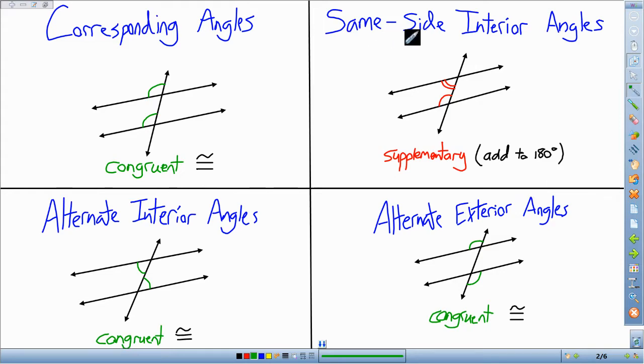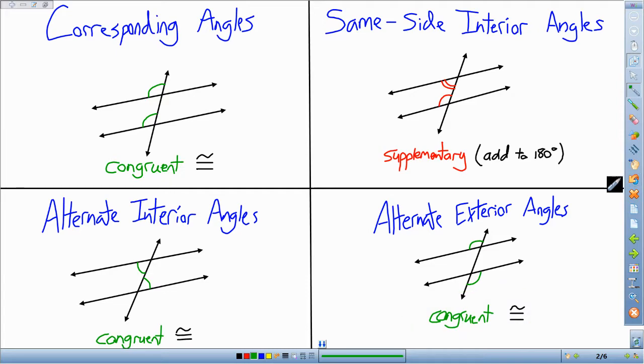Okay, the same side interior angles, again, they're on the same side of the transversal, interior of the parallel lines. They are supplementary. They add to 180 degrees. Okay, alternate interiors, again, alternate side of the transversal, interior of the parallel lines, they are also congruent, like corresponding angles. And then alternate exteriors are also congruent.